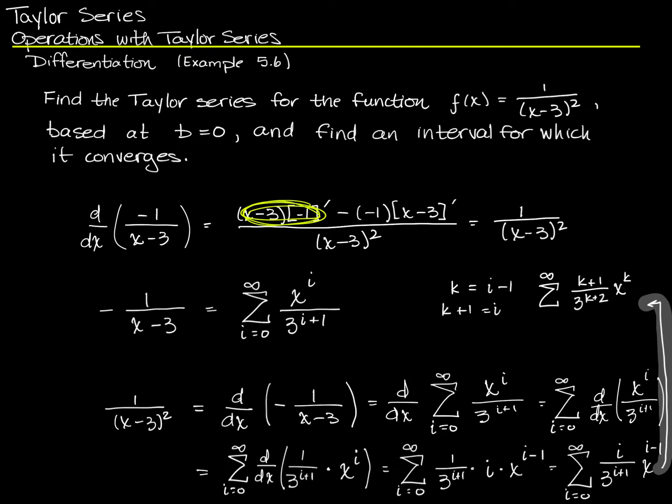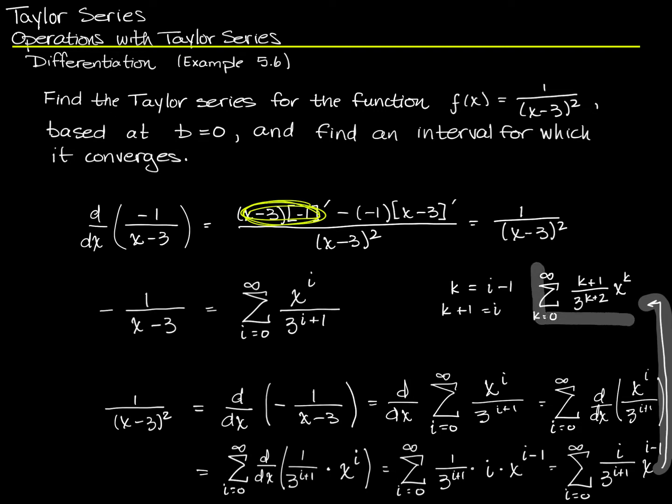Since i goes from 0, when i is 0, k is negative 1. So technically, I should start at negative 1. But watch what happens when I plug in negative 1. I get negative 1 plus 1, which is 0. 0 over anything is 0, and 0 times anything is 0. So in this case, it happens that I can get away with starting my index at 0, even though that index is based on a substitution. Okay, so that's something to keep in mind.